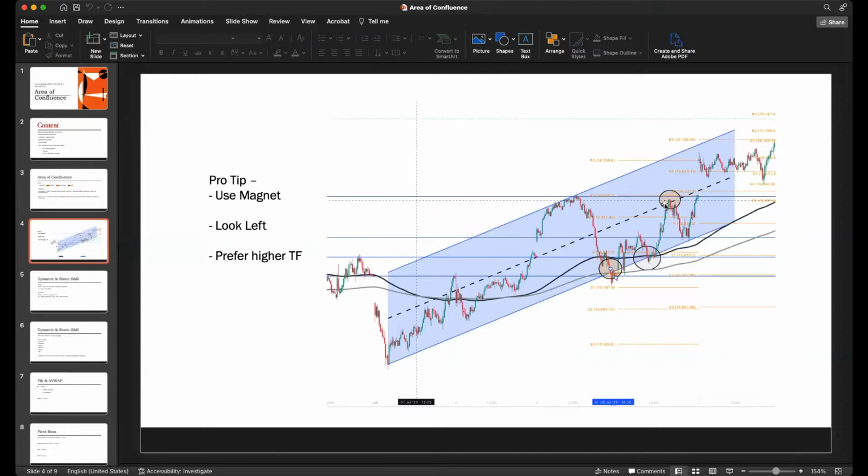Any question on how to get a view of which is the area of confluence? What is the chart duration? Is it 5 minutes or 15 minutes, 1 minute, 1 hour? 1 hour chart. Okay.